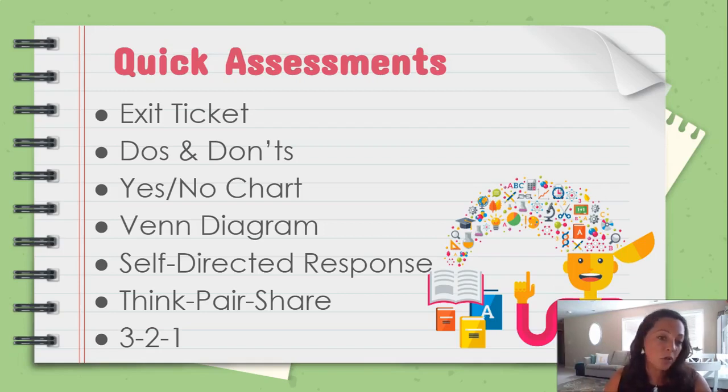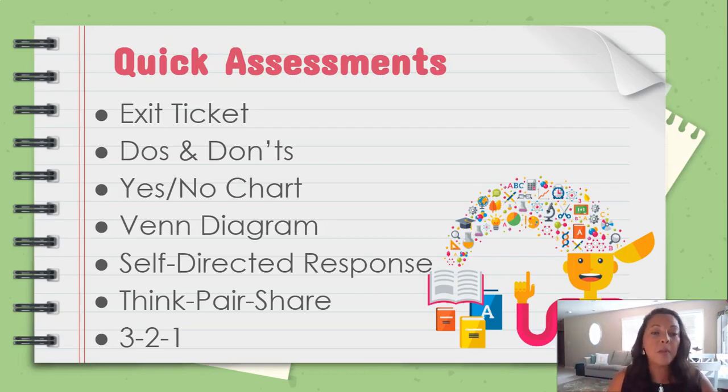Venn diagram, we know that's great for comparing, but instead of just picking 2 things from the day and comparing and contrasting them, we can actually have them compare the content from today with a tangent topic that they learned earlier in the year or even from last year. Self-directed response, that's when our students are asked to prove what they understand. They can do it in a diagram, they can write it or some related form, but we basically say, I want you to create it in a way that a stranger can understand, someone who wasn't in our classroom today.